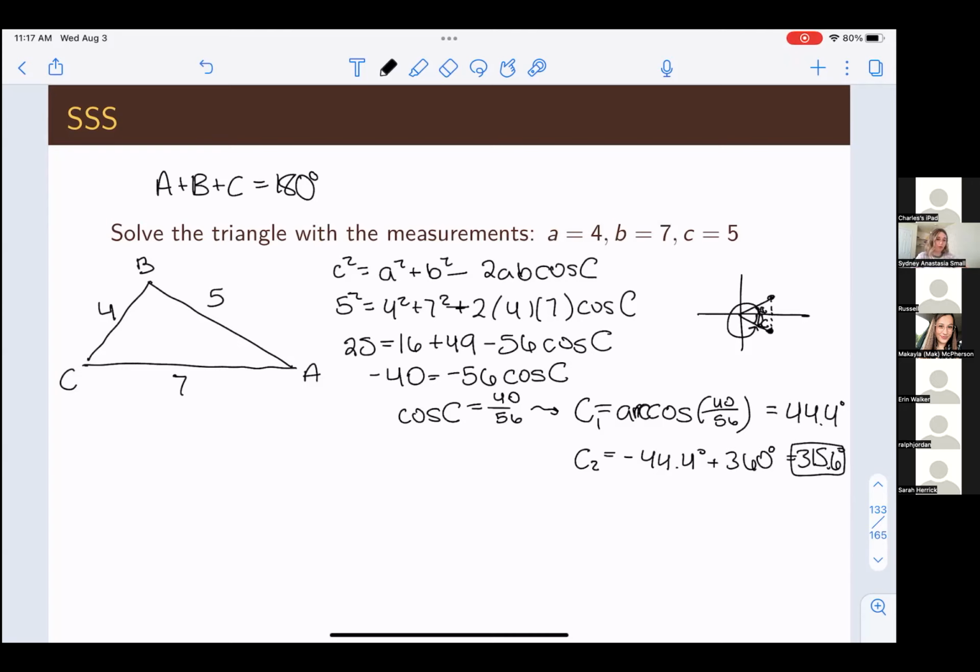There's no way to make a triangle with a 315-degree angle when the sum of all the angles is only 180. So we eliminate this extraneous solution right here, not even having to think any harder about the geometry or what the triangle looks like. And we just know that C is equal to 44.4 degrees. Questions on that deduction?